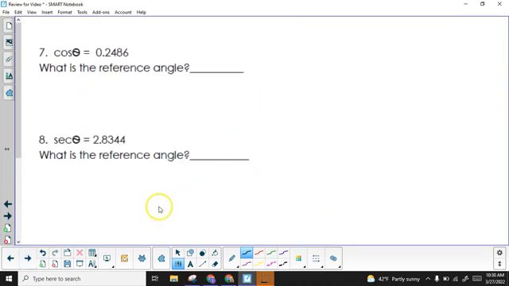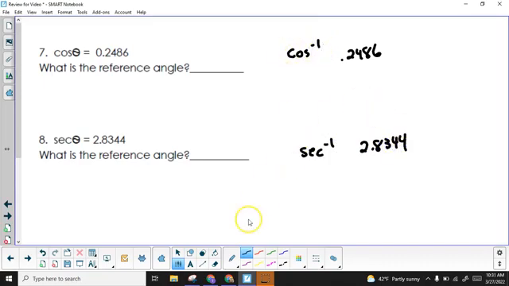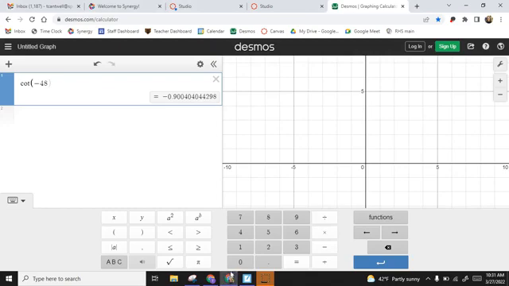Okay, for the next part, we're asked about 2 problems. We're given this cosine of theta is this. What is the reference angle? So for this, we still want to use Desmos, but we want to use it in the reverse order. So if we're finding theta, we're finding the angle, then what we're going to put into Desmos will be the inverse cosine of 0.2486. And the same thing with this one right here, we would put in the inverse secant of 2.8344. So for the inverse cosine of 0.2486, we'll go over there.